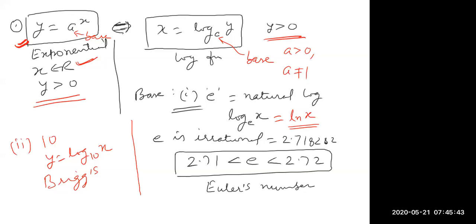I'm going to the next page now to explain this more. See what I have told. If y is equal to a raised to power x, this is equivalent to saying that x is equal to log y to the base a, where the power comes in front. For example, some examples I'm writing. Convert exponential form to log form.